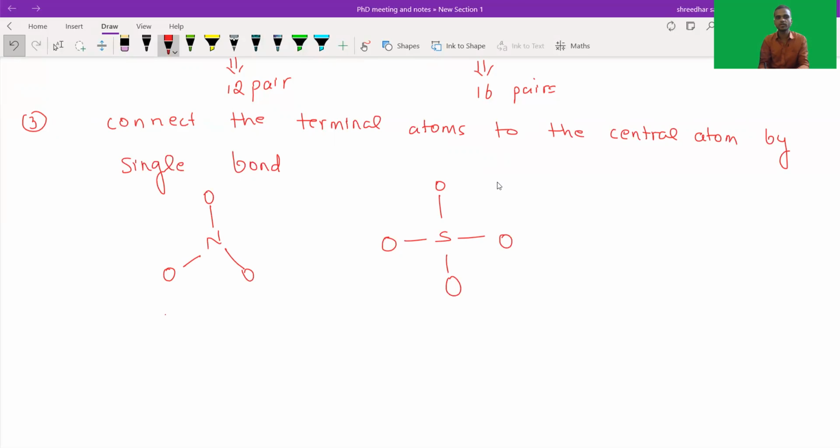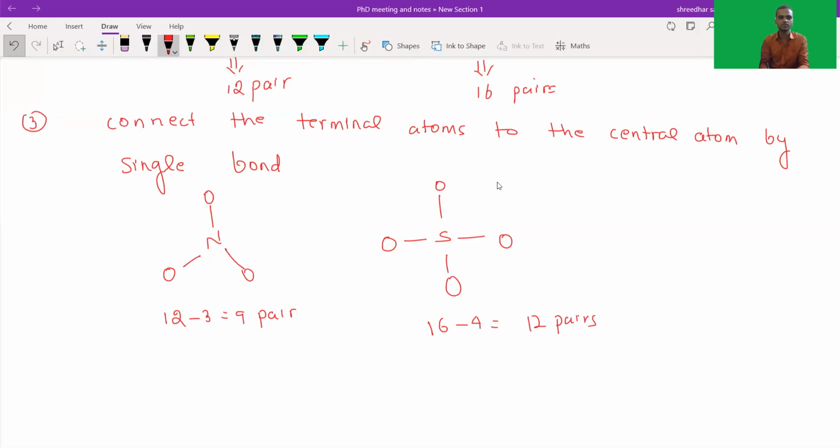So how many pairs are remaining? In total there were 12 pairs and 3 pairs are utilized in the single bonds. So 9 pairs are still remaining. And here we had 16 pairs. 4 pairs are utilized over here. So 12 pairs are still remaining, right?